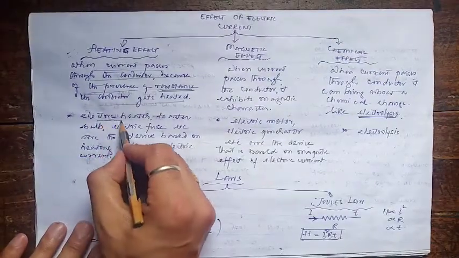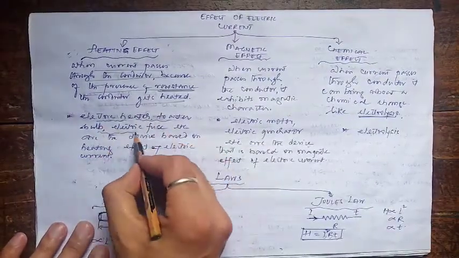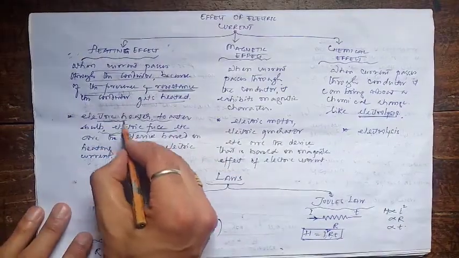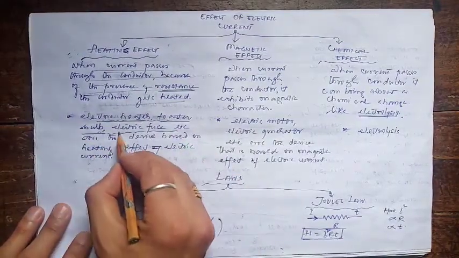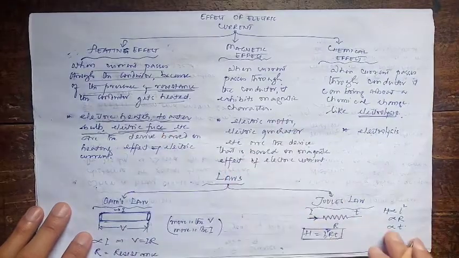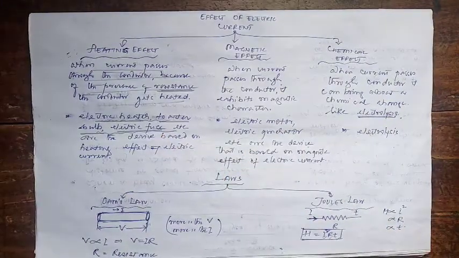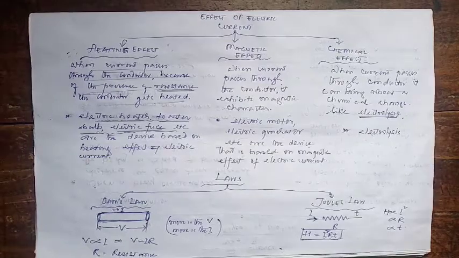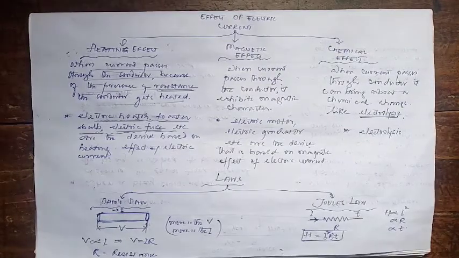These are some of the devices that work on this principle, the heating effect of electric current. The electric heater, electric toaster, electric bulb, and electric fuse are devices based on the heating effect of electric current, and many more such devices work on this heating effect of electric current.